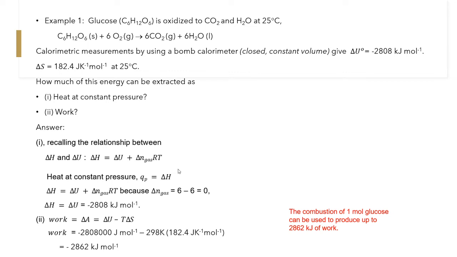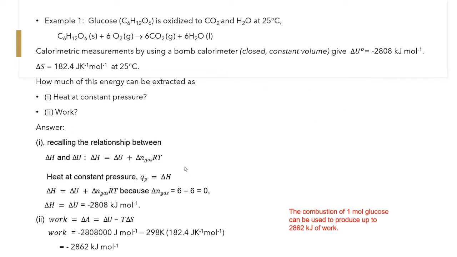So which is equal to delta H, and because delta n is going to be, the reactants is 6 gas, minus 6 of the products minus 6 of the reactants of the gaseous states. That will give delta n equals 0. Hence this part of the equation becomes 0, so delta H equals delta U, so you have delta H is just this value.